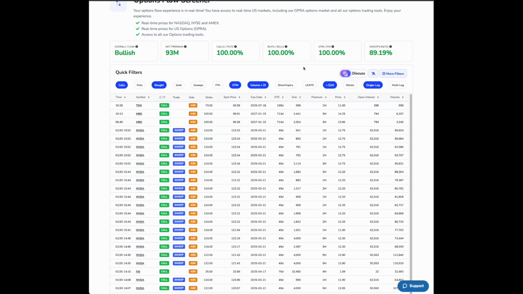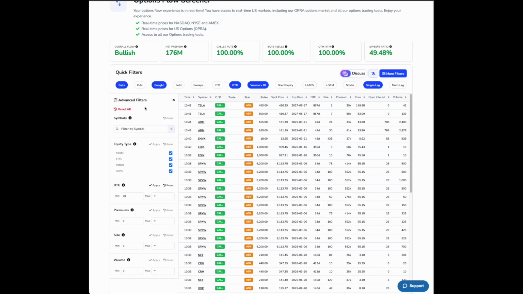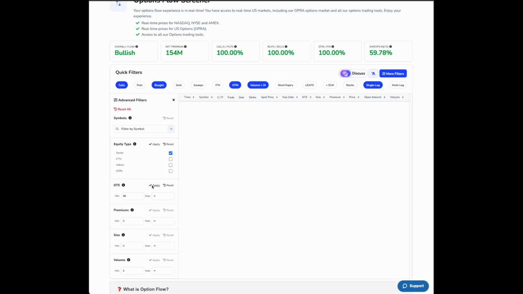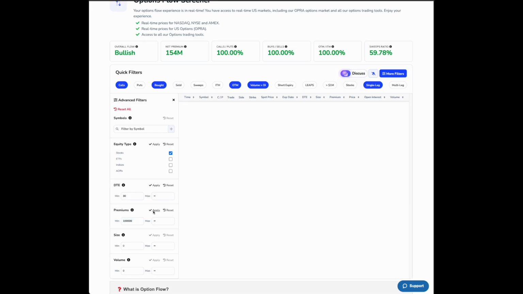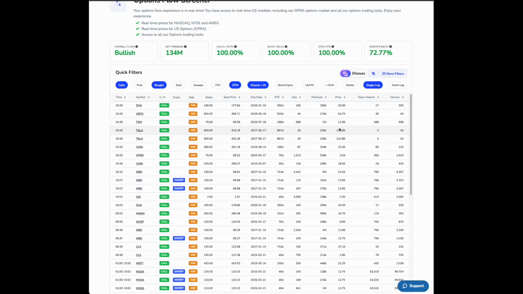Let's show a few more parts of the options flow here. So let's say we wanted to get rid of the $1 million filter, but we wanted to filter out ETFs, indices, and ADRs. We're only interested in stocks, so we can apply that filter. We want at least 30 days to expiration. We don't want any really short-term, one-day-out type stuff. We don't want $1 million, but let's say we want to have $100,000 in premium. So we do that, and the rest of it I'm fine with. But let's see how this changes. Right, so let's scroll down now.